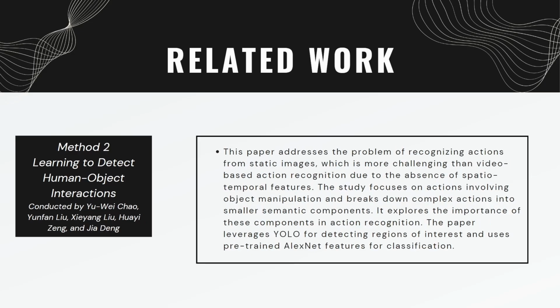Now, Method 2 is learning to detect human-object interaction. This paper is different from typical action recognition: it detects static images, which is more difficult than video because video can give more information. The paper breaks down the action into small segments. This paper uses YOLO to detect its interesting part, and uses AlexNet for classification.